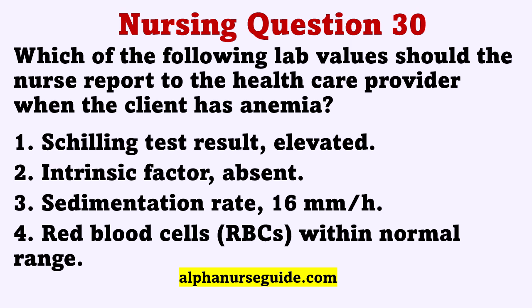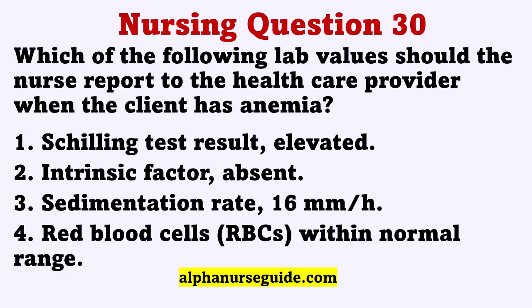The gastric analysis is done to determine the primary cause of the anemia. An elevated excretion of the injected radioactive vitamin B12, which is protocol for the first and second stages of the Schilling test, indicates that the client has the intrinsic factor and can absorb vitamin B12 in the intestinal tract.